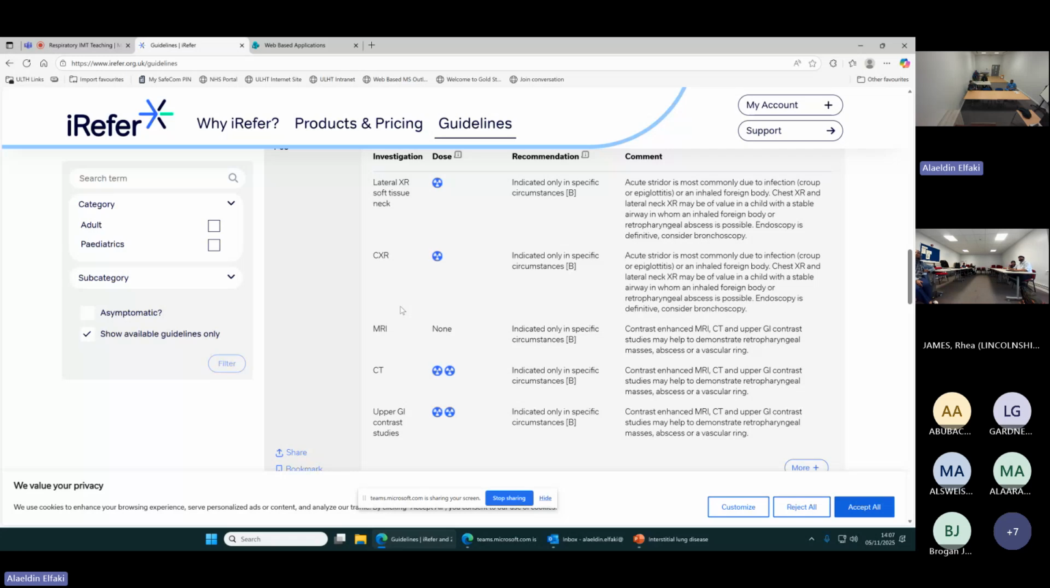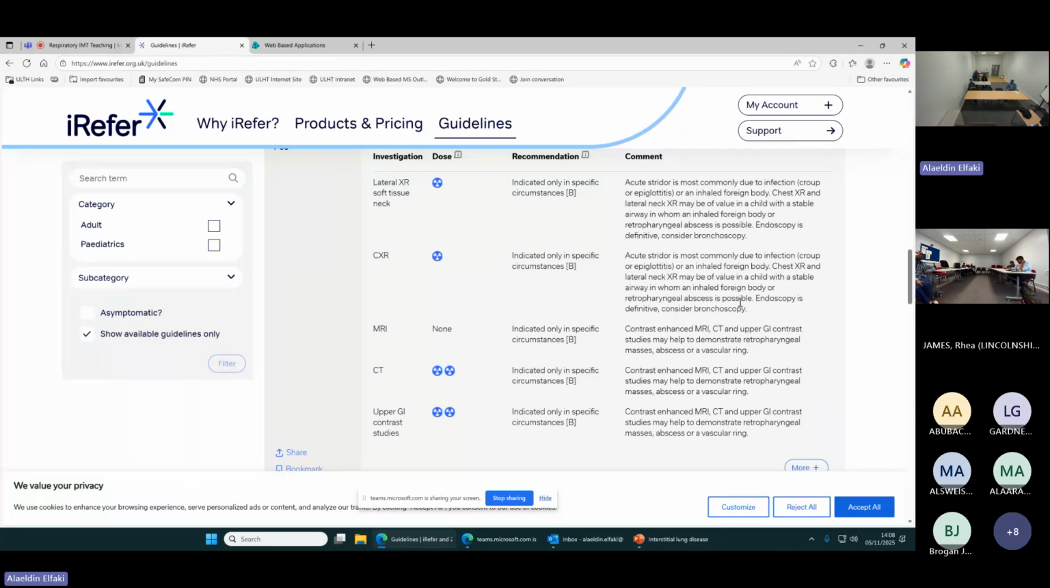If you read the comments here, they've written most of the time what to look for. Suppose for an MRI, you need the arrow to show it. In the comments, you'll have to enlarge the screen and read it. Contrast enhanced MRI, CT, and upper GI studies may help to demonstrate retropharyngeal masses, abscess, or a vascular ring. If you read the comments, it gives you exactly what features it might show up. If you're looking for something specific, the recommendation and the comments will give you an idea. Am I answering your question?